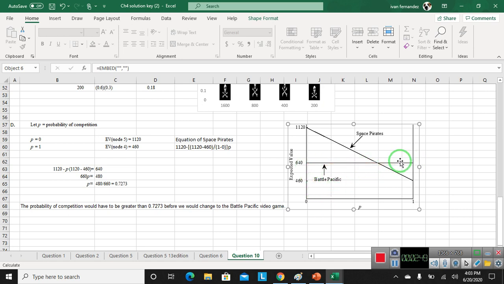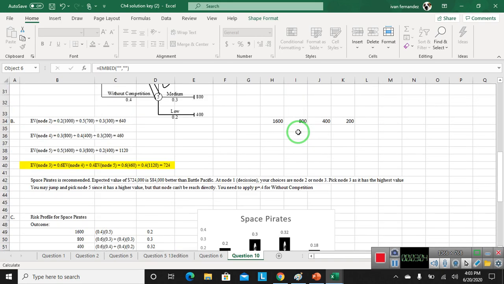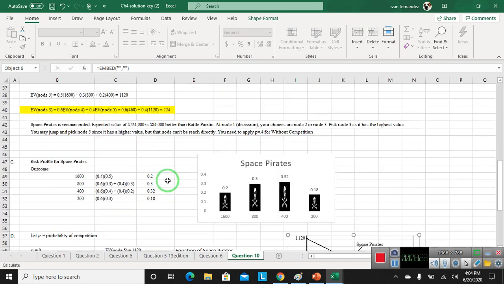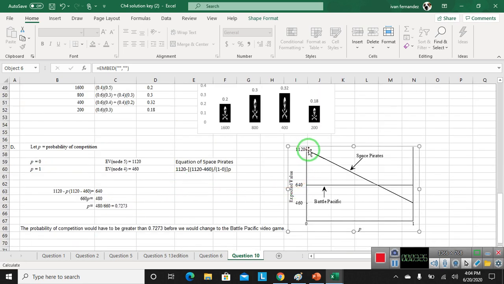Okay, that's easy. Now, Space Pirates is a little more complicated. If Space Pirates faces no competition at all, you will make 1,120. Where did I get that number? Well, no competition will be this branch, and if you don't get competition, you're going to get 1,120. You don't have to worry about demand now. It's already built into this number. So without competition, 1,120. That point right there.